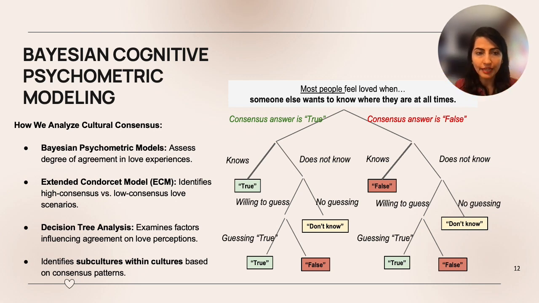We also examine those factors that influence the agreement on those kind of loving perceptions. And this model actually takes into account individual differences in decision-making styles. So whether someone is willing to guess or not, or whether they have a bias towards guessing true or false, all of that is taken into consideration as the consensus is derived from the data. We are also able to identify whether the population comes to a one-cultured agreement, or there are subcultures within that culture in terms of their consensus around these items.